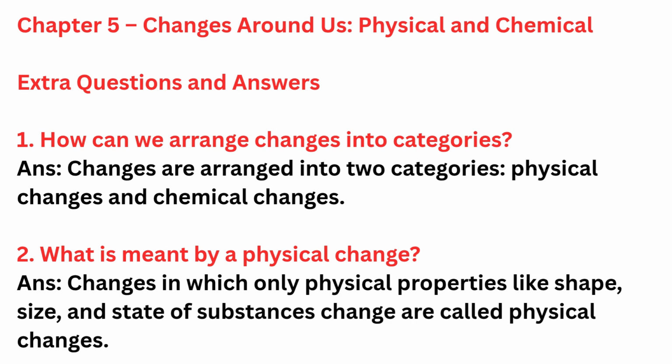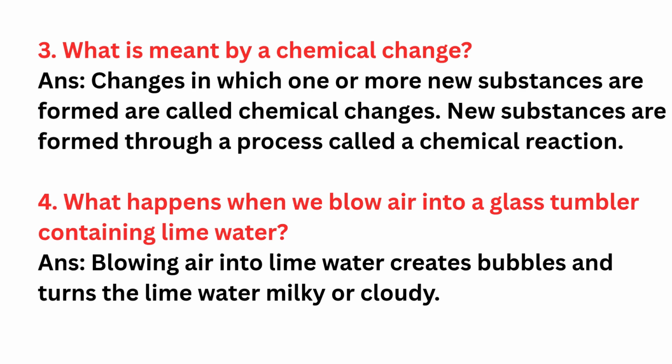What is meant by physical change? Changes in which only physical properties like shape, size and state of substance change are called physical change. Next, question number 3, what is meant by a chemical change? Changes in which one or more new substances are formed are called a chemical change. New substances are formed through a process called a chemical reaction.